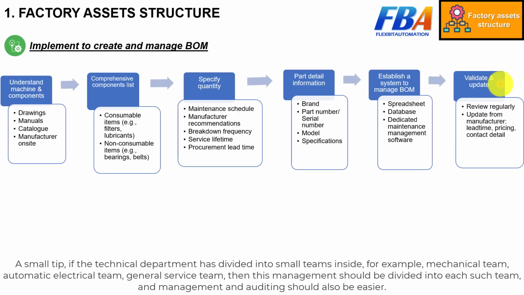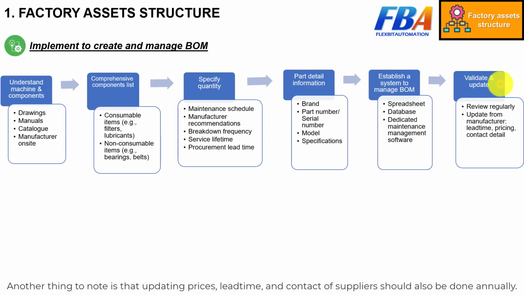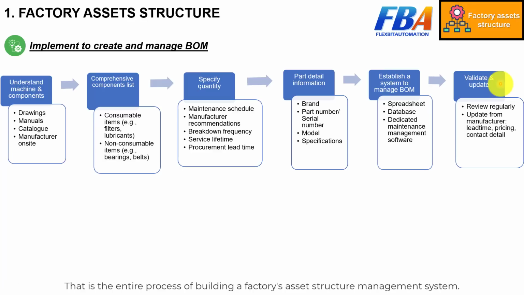And a small tip here: if the technical department is divided into small teams inside, for example, a mechanical team, an automation and electrical team, a general service team, then this management should be divided by team. And the management and auditing should also be easier. Another thing to note, updating the price, lead time, and contact number should also be done annually. That's the entire process of building a factory asset structure management system.